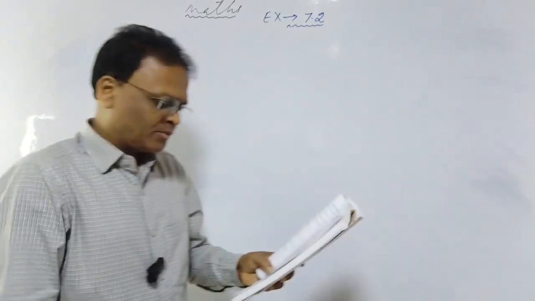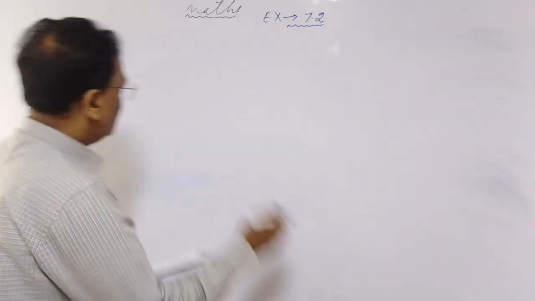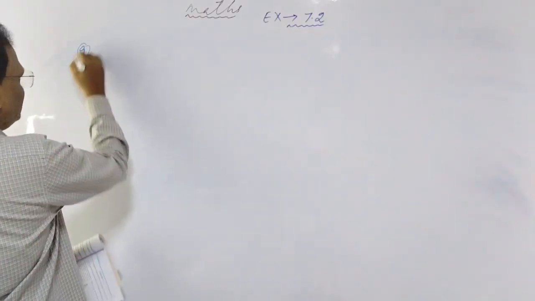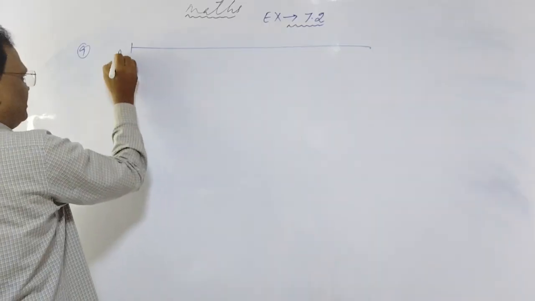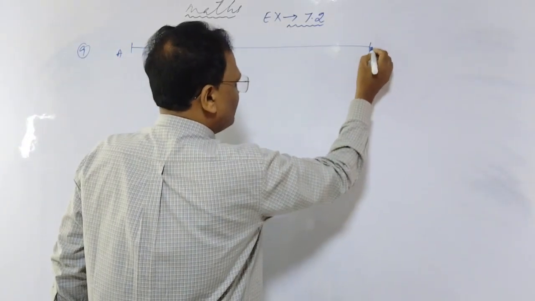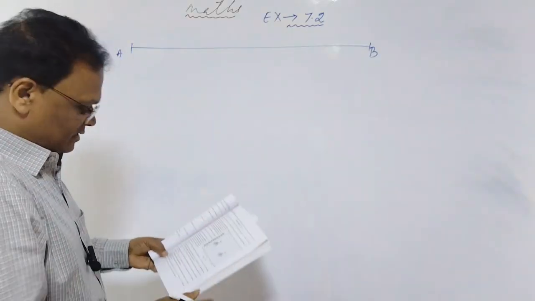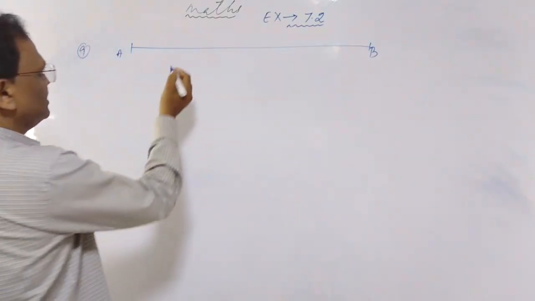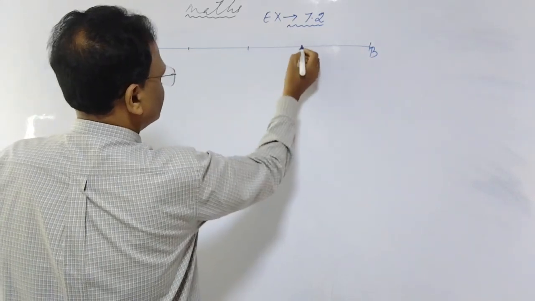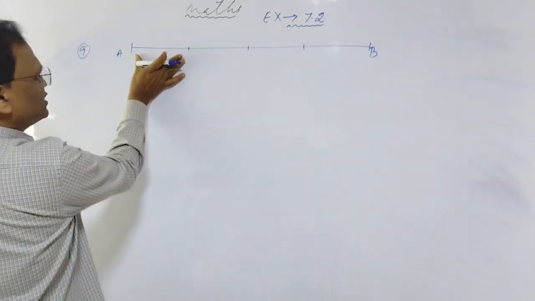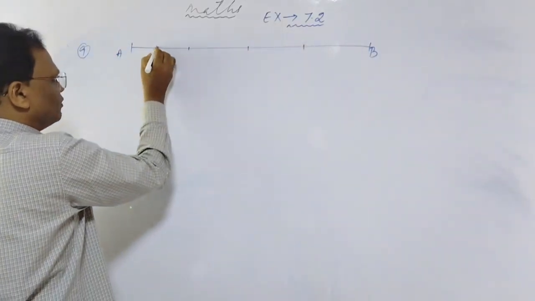Next is find the coordinates of the points which divide the line segment AB into 4 equal parts. How many equal parts? 4 equal parts. That means this line AB will be divided into 4 equal parts. So let me divide it into 4 equal parts: first part, second part, third part, and fourth. And these parts are equal.